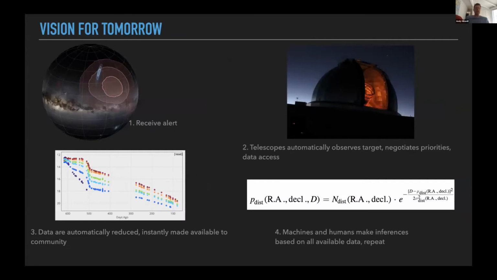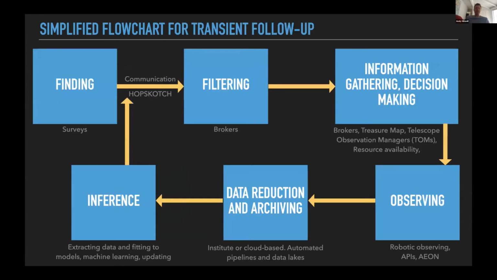Okay, so we want to get the alert, have the telescope automatically observe your target, negotiate data access. You don't have to call the director and write some discretionary things. This is all pre-sorted out. The data are automatically reduced, made available to anybody that has access in the community, and then machines and humans make inferences and repeat this process. So this is a very simplified version of the way I imagine it happening.